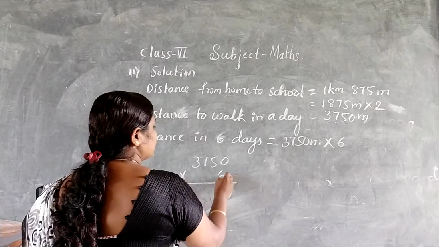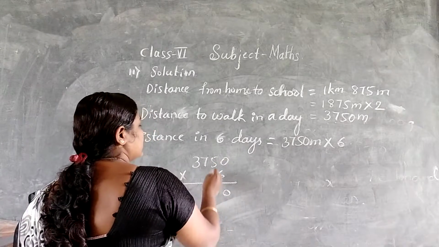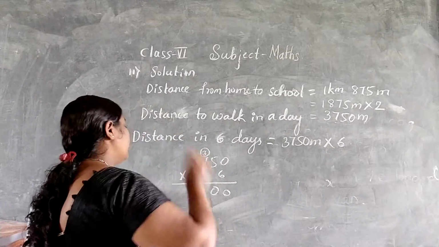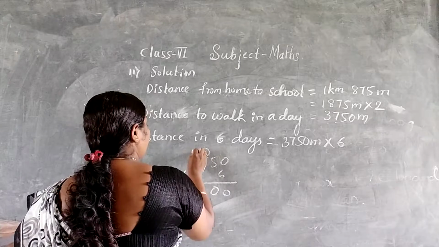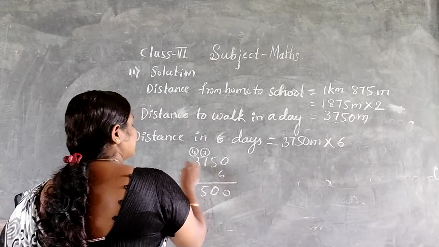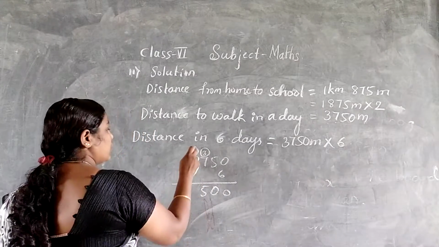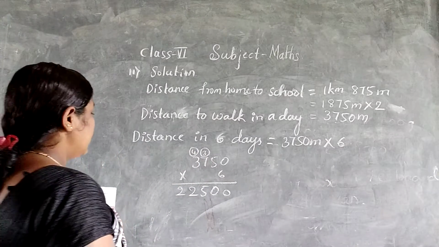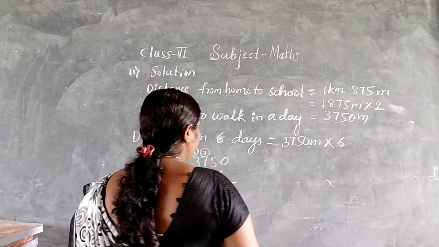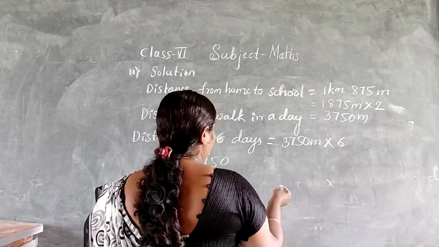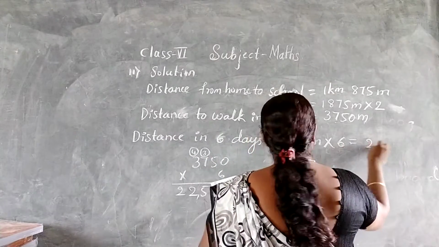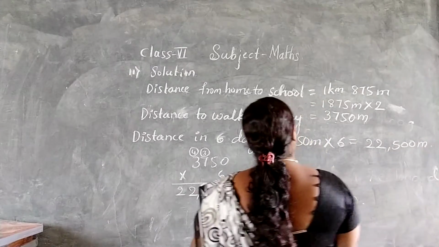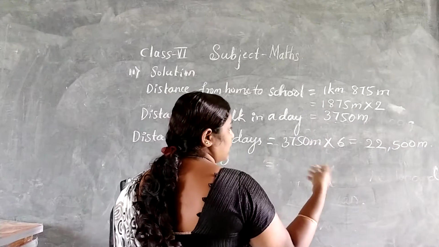Do it into 6. 6 zeros are 0, 6 5s are 30, 6 7s are 42 plus 3 is 45, 6 3s are 18, plus 4 is 22. So the distance is 22,500 meter. This we should convert into kilometer.